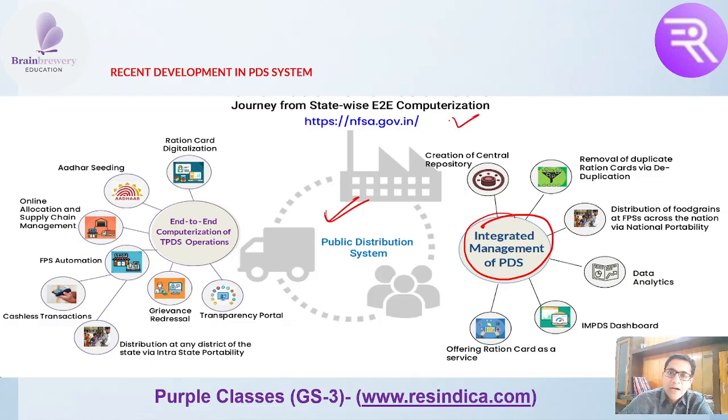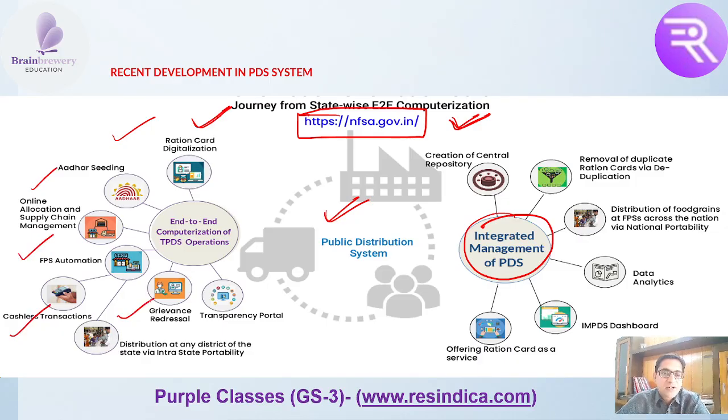We will be coming to this. This is exactly what the National Food Security Act government is trying to achieve under their ration card digitalization, Aadhaar seeding, online allocation of supply chain, then fair price shop automation, cashless transaction, grievance redressal, and transparency portal. So you can see all these things are the major source of computerization, and end-to-end connectivity will be provided to the fair price shop along with the Aadhaar seeding and everything.